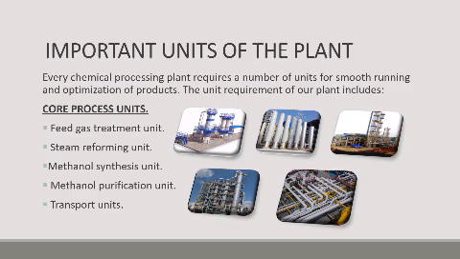We then have the steam reforming unit. Here, it converts natural gas into syngas, which is basically composed of carbon monoxide and hydrogen gas, using steam and catalyst. We then move to the methanol synthesis unit, which converts syngas into methanol over a catalyst at high temperature and pressure. The methanol then moves to the methanol purification unit, where distillation columns are used to separate the methanol from water and light ends. We then have the transport unit, which is used to convey the methanol to other areas of interest.